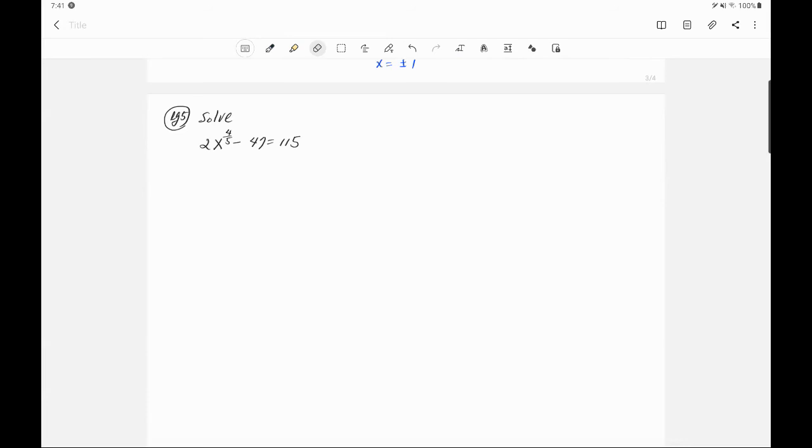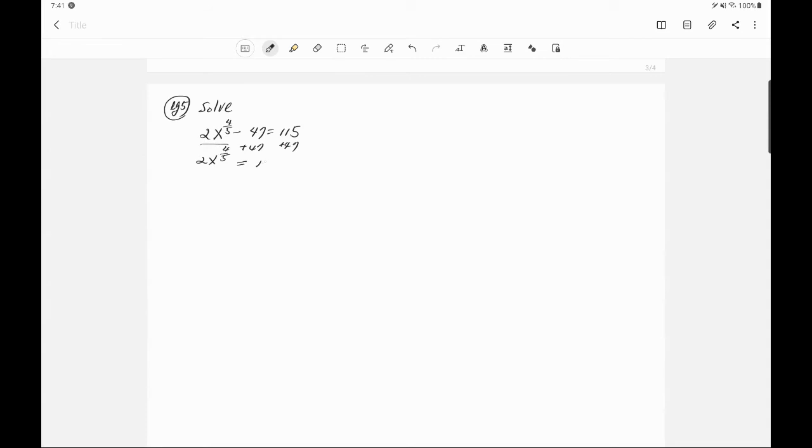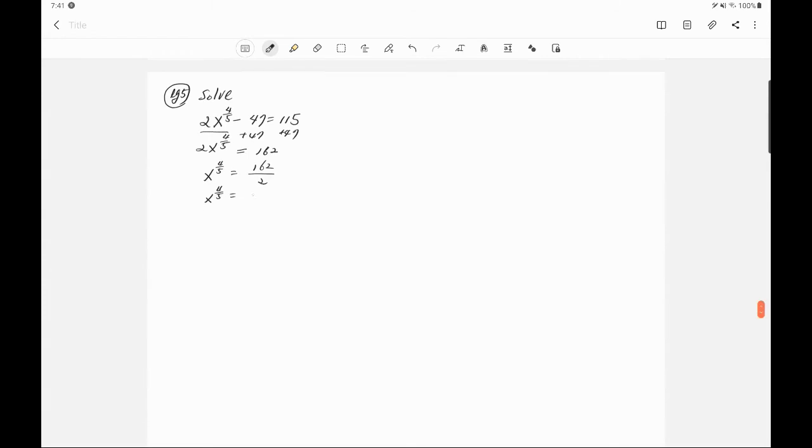All right, now let's solve this rational exponent equation. Let's leave this term alone and then move 47 to the other side. So that is plus 47. So this one is equal to 162, right? And divide each side by 2. Then x to the 4 over 5 power is 81.